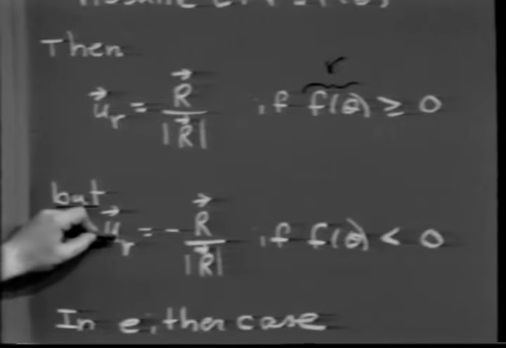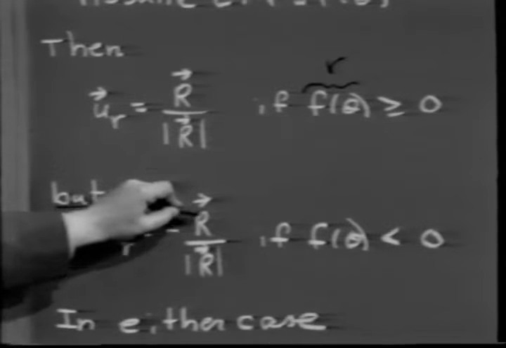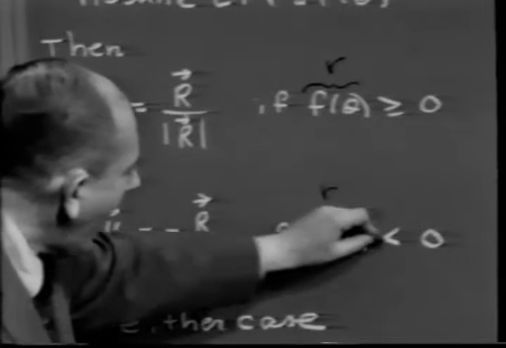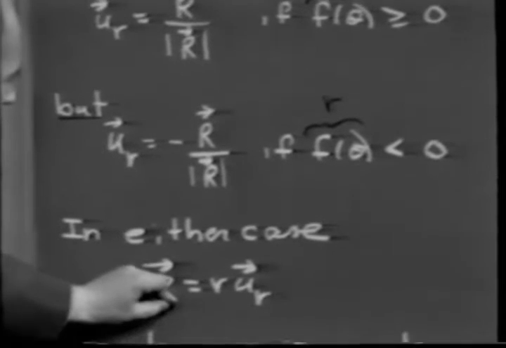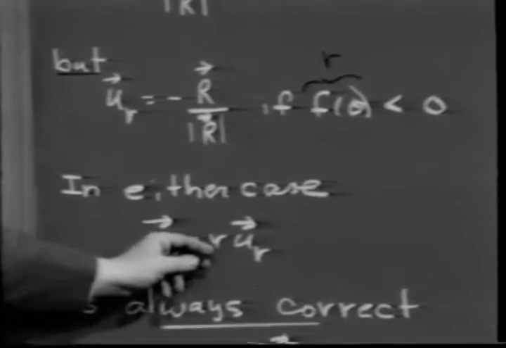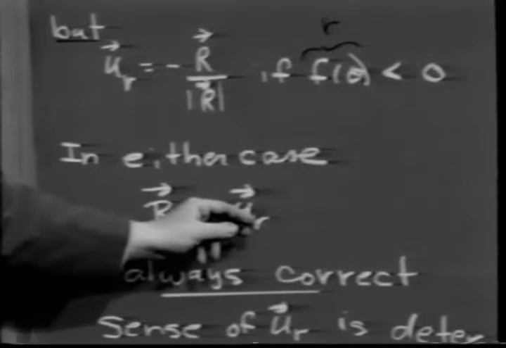In other words, in this case, u sub r is minus the radius vector divided by its magnitude. In what case is that? If r happens to be negative. The important point to notice, however, is that in either case, the radius vector r is equal to the polar coordinate r times u sub r.